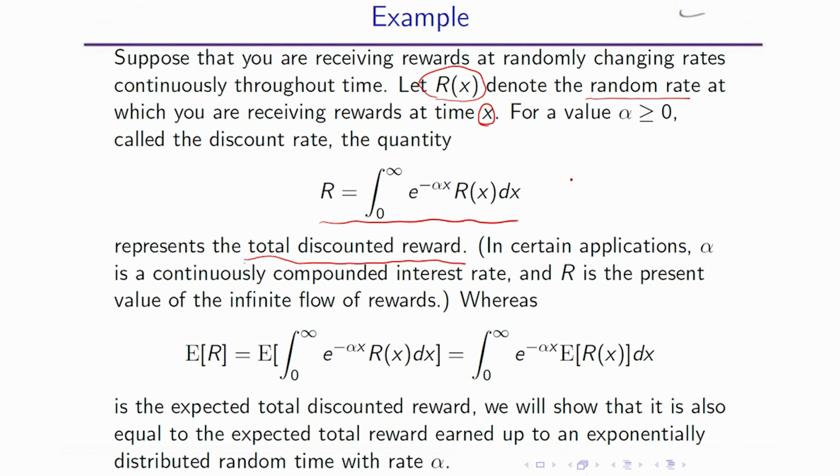Basically, if this is the time horizon, and this is time 0, and these are the time points at which you get the reward, then R is a quantity in which you discount all the reward values back to time 0.